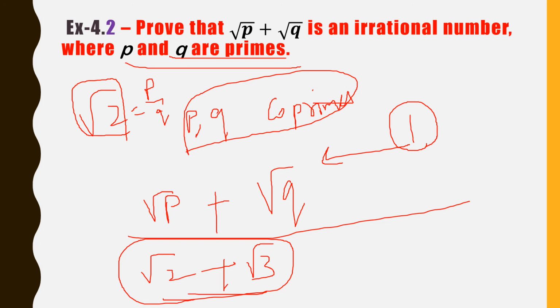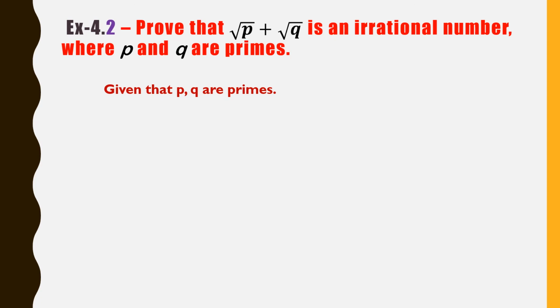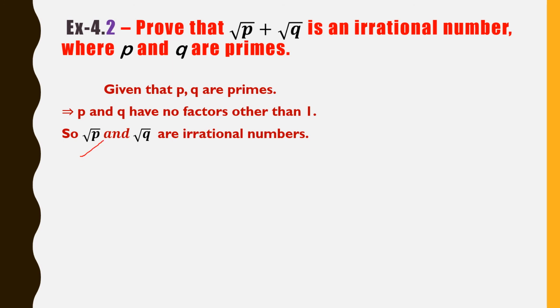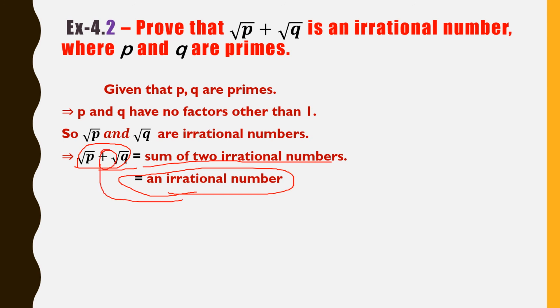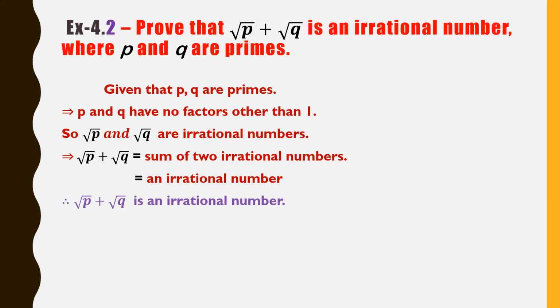The conclusion of all these questions will be in this problem. P and q are primes, so they have no factors other than 1, so I can write root p and root q as irrational numbers. Separately they are irrational numbers, then the summation of the two irrational numbers will be an irrational number. This point you should remember, because he may ask in a choice question, choose the correct answer. In your part B, root p plus root q, these two are irrational numbers, the summation of the two irrational numbers will be an irrational number. So I can write directly, therefore root p plus root q is an irrational number.